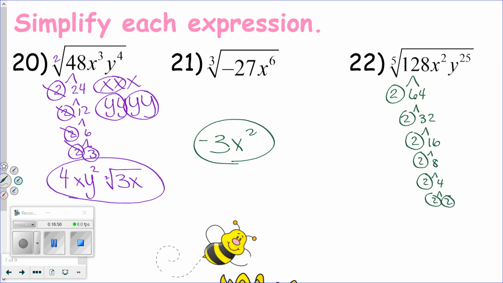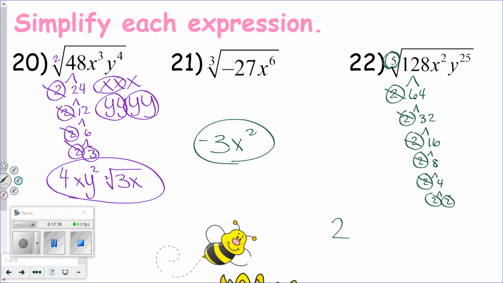I like 2s. I can go fast with 2s. How many need to be in a group in order to come out of the radical? 5, right? This index tells me how many need to be in a group. So 1, 2, 3, 4, 5. That means A2 comes out. I took 5 of them together, so one of them comes out because I need the 5th root. So I need groups of 5.